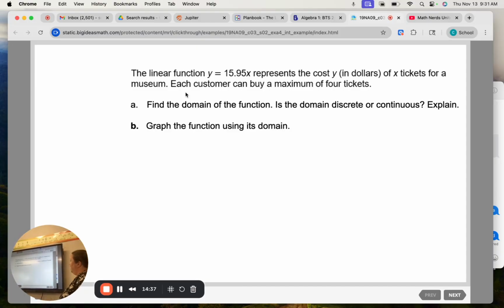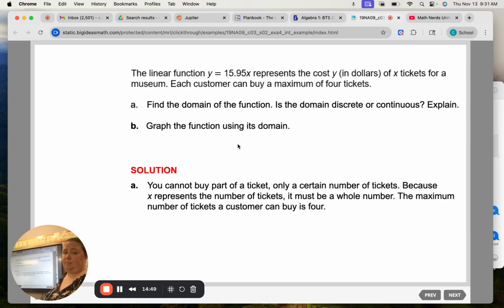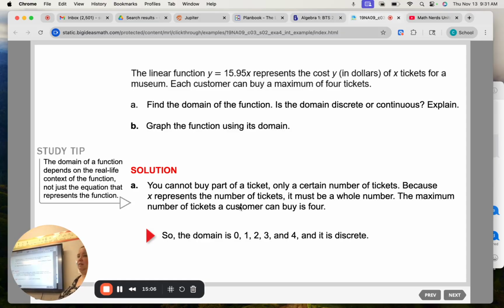And then we need to find the domain, which is all of the input values. Correct? Domain is input. All of the potential input values for this equation. All right, so you cannot buy part of a ticket. Because x represents the number of tickets, it must be a whole number. What is the maximum number of tickets that you can buy? 4. So then the domain would be the whole numbers up to 4. Could I buy 0 tickets? Sure. You can choose not to purchase anything. So that would count as part of your domain. And then I can buy 1 ticket, 2 tickets, 3 tickets, or 4 tickets.